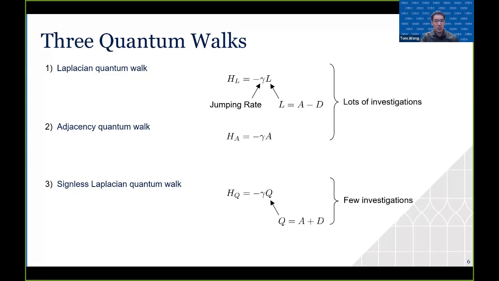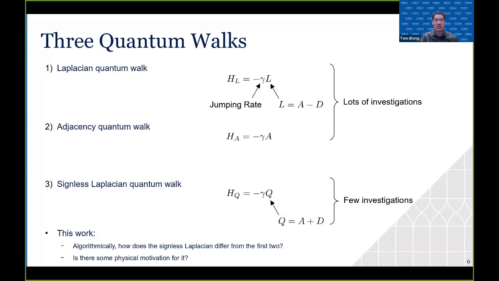Basically there are these three different types of quantum walks, and we might ask, how do these three types of quantum walks act the same, or how do they act differently? In this work, we're going to ask, algorithmically, how does this signless Laplacian differ from the first two that have been investigated much more thoroughly? And then is there some physical motivation for it? We're going to talk about the search algorithm first, and then we'll end with the physics motivation.